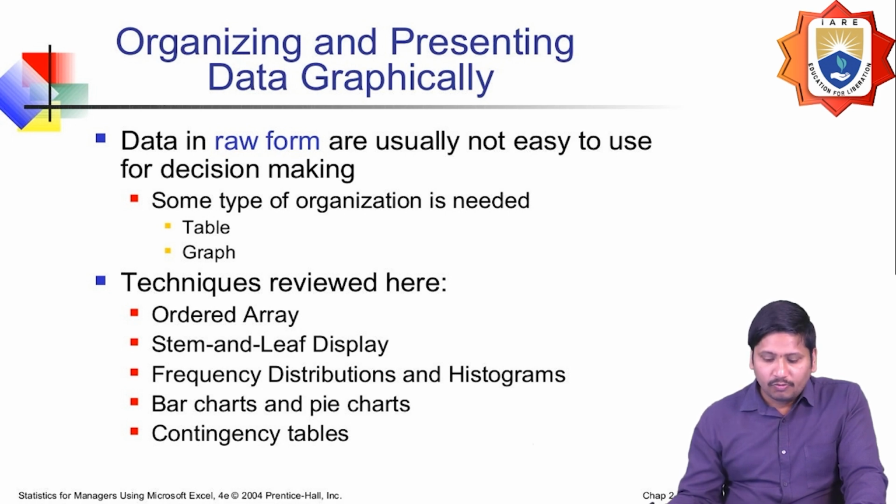The first one is the ordered array, another one is the stem and leaf display, next is frequency distributions and histograms, then bar charts and pie charts, and last, contingency tables. These are some of the techniques that may be useful to apply on the raw data.